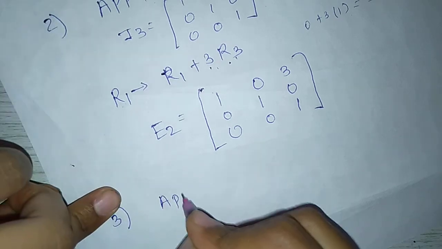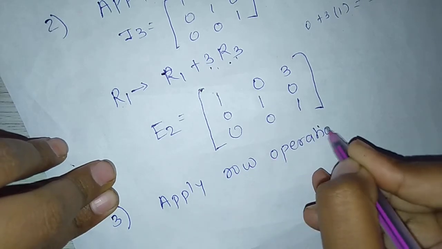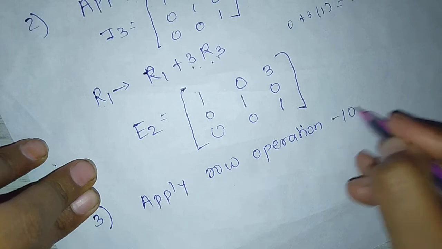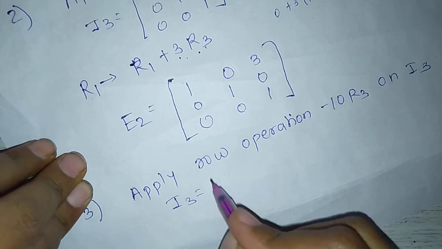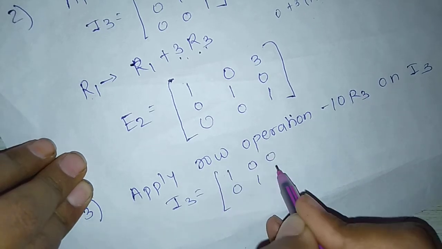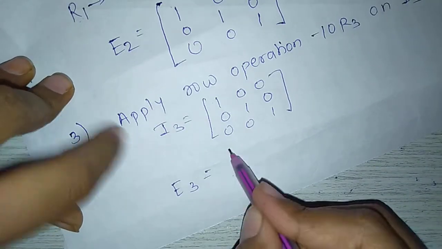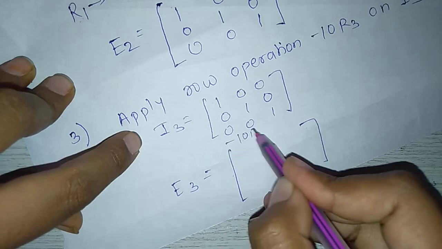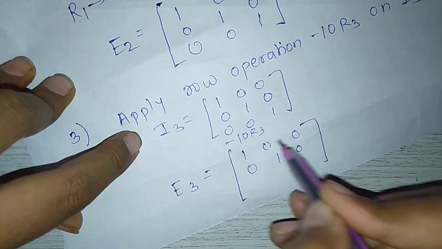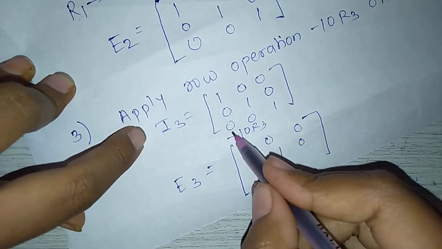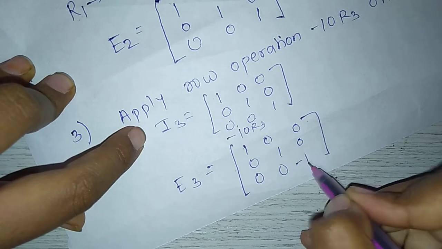Next apply row operation minus 10 R3 on I3. I3 is 1 0 0 0 1 0 0 0 1, and the third elementary matrix is minus 10 R3. First and second row as it is, we change the third row. Minus 10 into 0, 0, minus 10 into 0, 0, minus 10 into 1, minus 10.